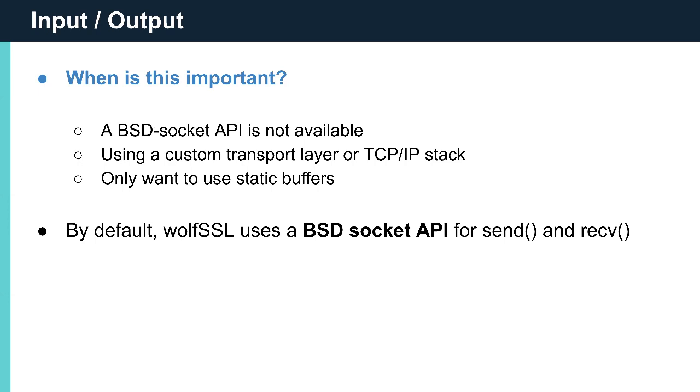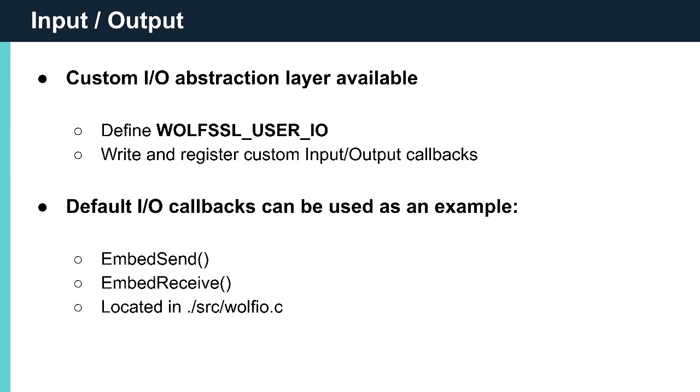For input and output, we talked about how you can write and register your own IO callbacks, so this section is kind of re-explaining that. If you don't have a BSD socket API or you want to use a custom transport layer, you can define WOLFSSL_USER_IO, and write and register your own IO callbacks. If you want to use our default IO callbacks as a reference to write your own, that's not a bad idea. You can find those in wolfio.c, I believe. They're called EmbedSend and EmbedReceive. And you'll see in our default case, they're just going to call down to the normal TCP socket functions.